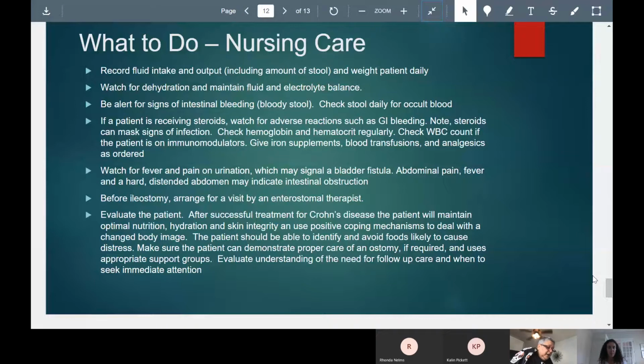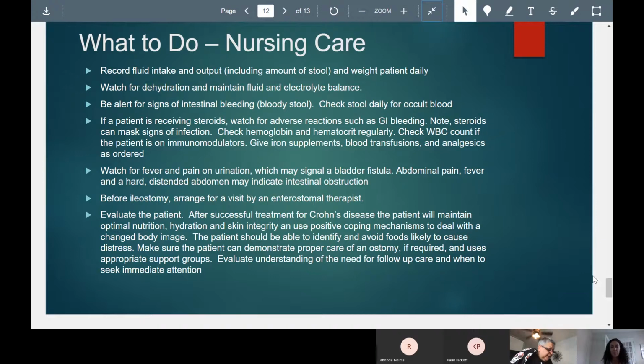Check the hemoglobin and the hematocrit regularly. Check white blood cell count if the patient is on immunomodulators. Give iron supplements, blood transfusions, and analgesics as ordered. Watch for fever and pain on urination, which may signal a bladder fistula. Abdominal pain, fever, and a hard distended abdomen may indicate intestinal obstruction.